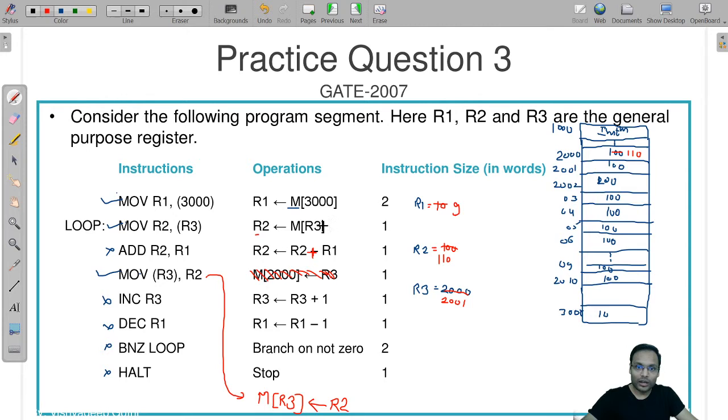Access the memory on R3 address. Now R3 address is 2001. 2001 value is 100. Copy into R2. So R2 value becomes 100 again. Now R2 equals R2 plus R1. It becomes 109. Then in this instruction, R2 value 109 is copied into memory on location R3. Location R3 is 2001. So 2001 location value is changed by R2 value. R2 is 109.